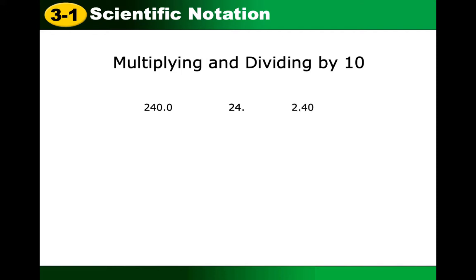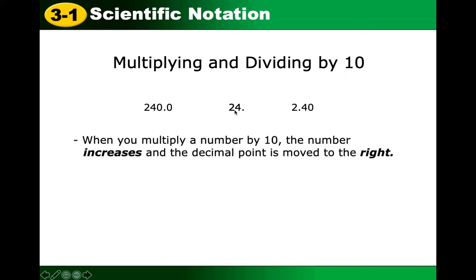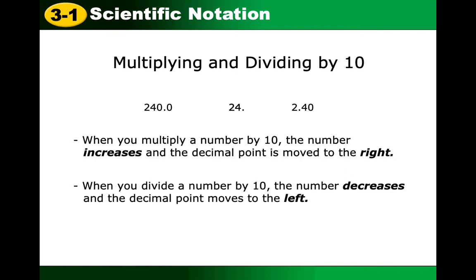Okay? Now when you do division by 10, you're going to move the decimal point to the left. So this 24.0 or 24 decimal point will turn into a 2.4 when you move that decimal point 1 to the left. Okay, so basically when you multiply a number by 10, the number increases and the decimal point is moved to the right. When you divide a number by 10, the number decreases and the decimal point moves to the left. Now this is how it looks when you're multiplying numbers by 10.